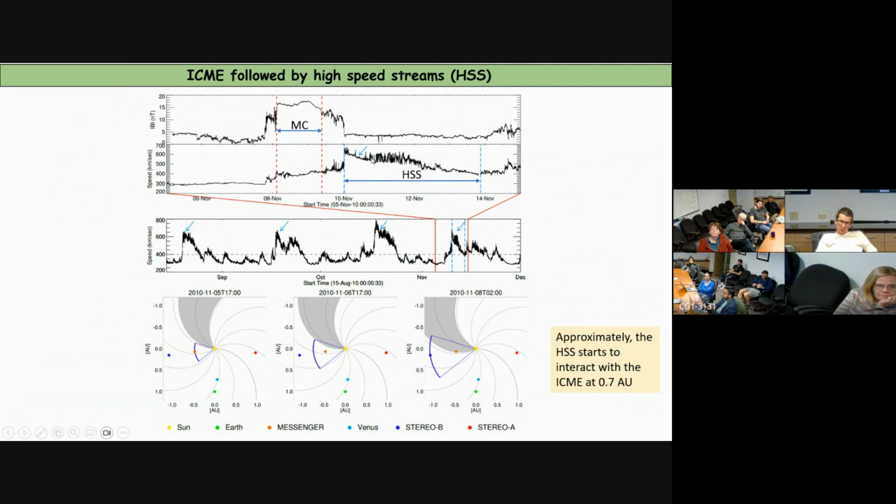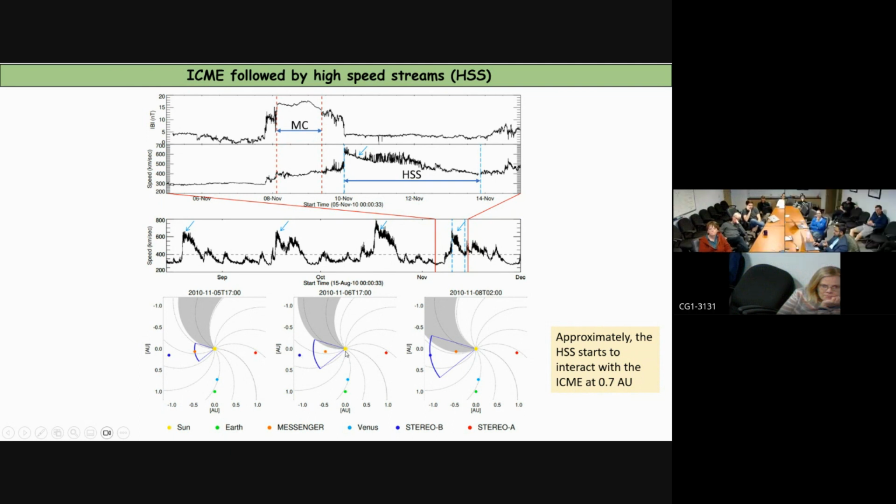So basically this high speed stream is pushing from the back, so not allowing the structure to expand self-similarly. And also we can identify that the interaction between this magnetic cloud and high speed stream occurs in between its journey from MESSENGER to STEREO-B. It didn't occur before that, like during the journey from Sun to MESSENGER.